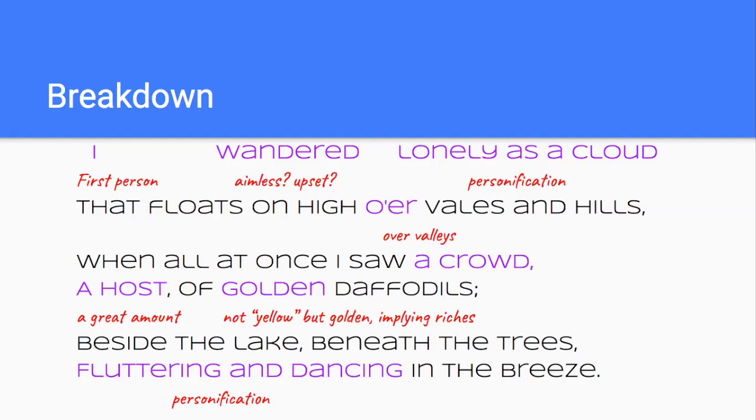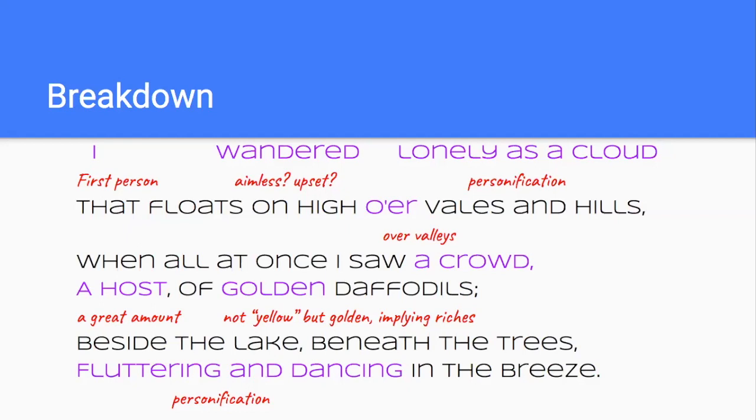I wandered lonely as a cloud. There's a couple things to look at there. The I tells us that it's first person, and that was one of the questions that was asked of you yesterday. First person, written in I, me, my perspective. So why is it written in first person? We'll talk about that in a little bit, but we know that there is a narrator, there is a speaker.